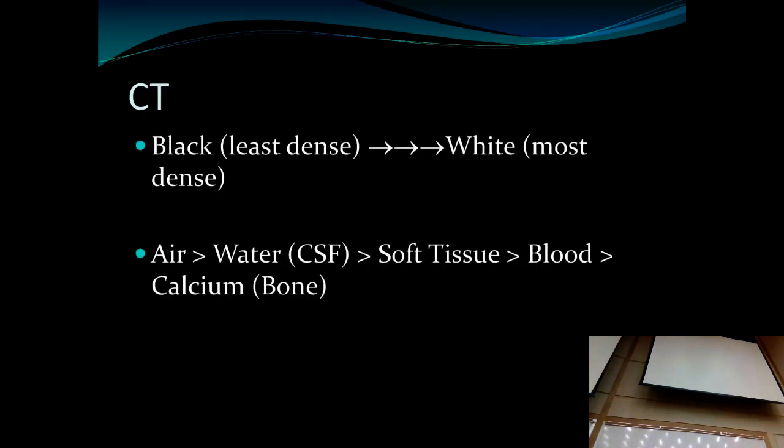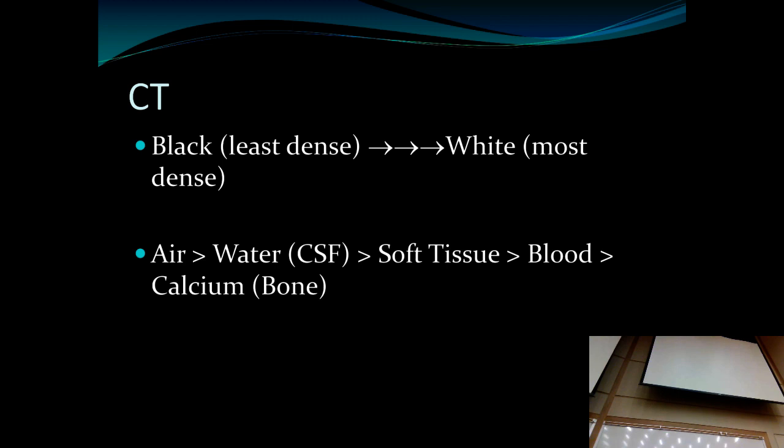Okay, so when we think of CT, it's helpful to consider whether something is less dense or more dense. When we say something is least dense, it appears black on a CT. If something is dense, it's white, and we have a spectrum. From least dense, we have air, which we'll see is black on a CT. Water, CSF, is also dark, not quite as dark. And so air and water are least dense.